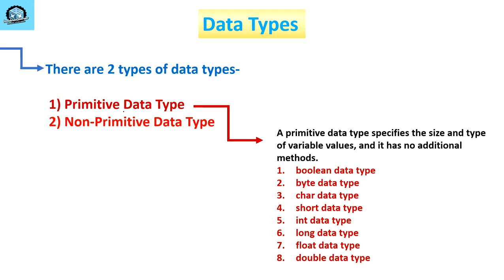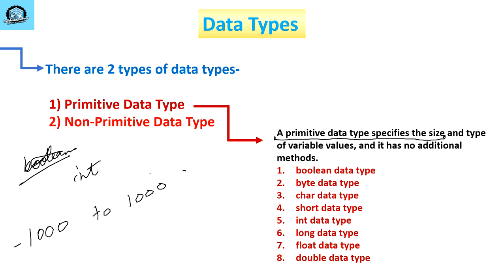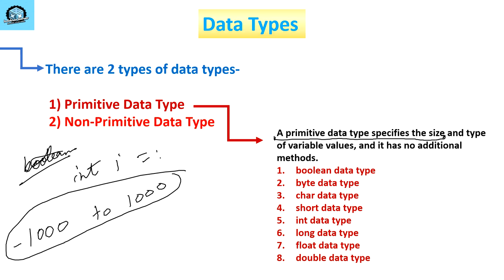Now first is the primitive data type. A primitive data type specifies the size. Now let us discuss this part first. Suppose we are having a variable like boolean, or take an example of int. Suppose int can store values only between minus 1000 to 1000. If I write i equals to 1001, it will not store this value because its capacity is only 1000. It will give an error.